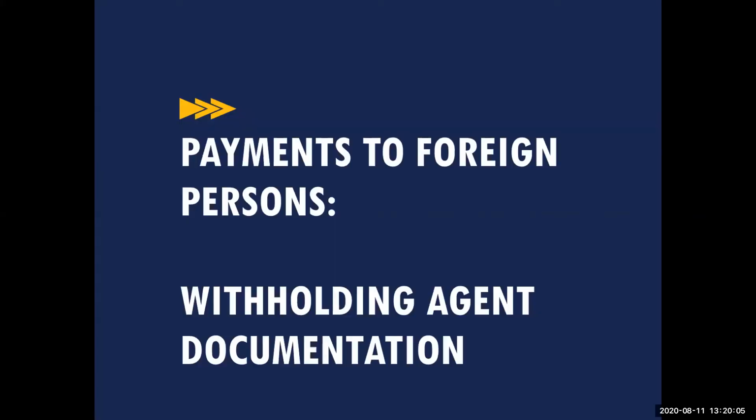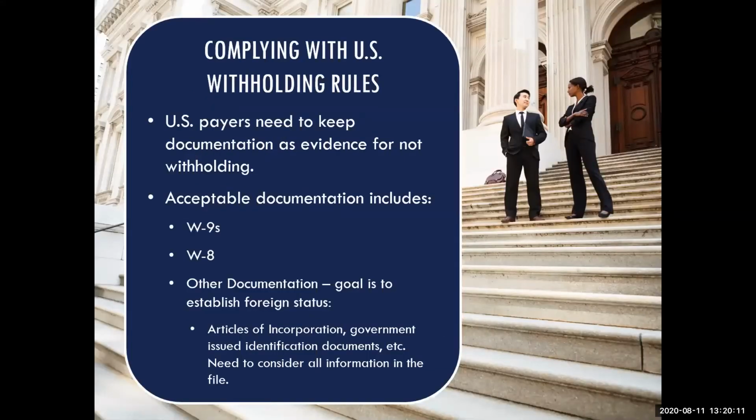All right, so now we're going to talk a bit about the documentation required. The US payer always needs to keep documentation as evidence for not withholding. There are a number of different ways that you can get that. One is you could get a W-9 for a US payee, a W-8 for a foreign person or foreign company, and then other documentation to establish whether they're US or foreign, or there's some reason why there's no withholding.